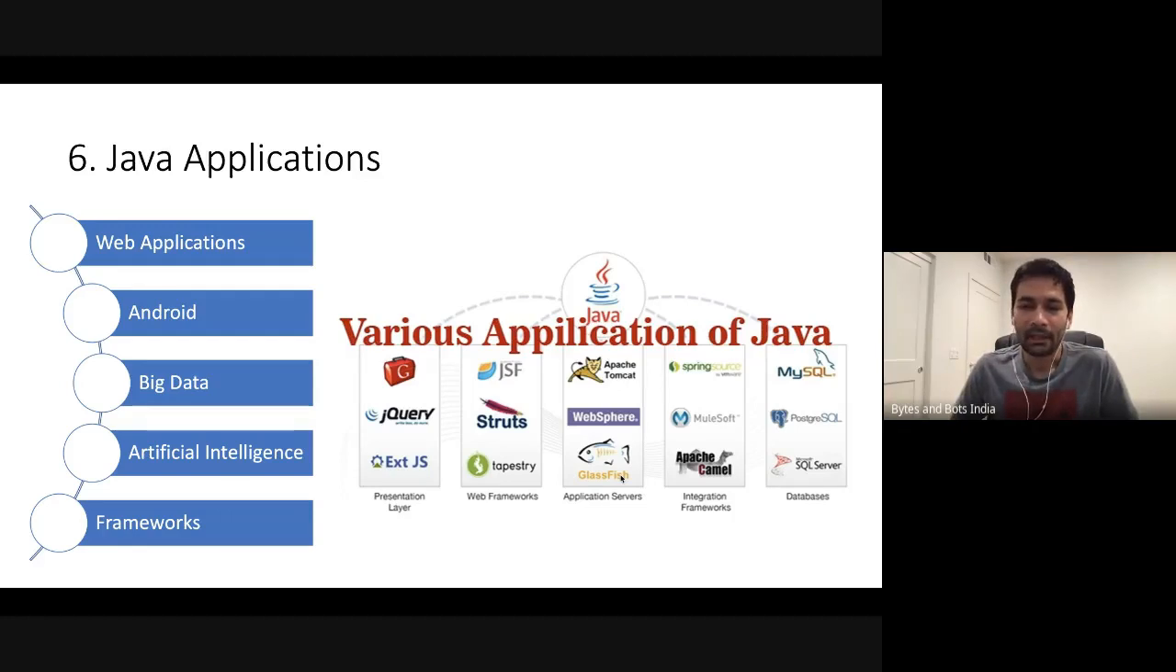Similarly, databases, web frameworks, and all of these. Java has a huge set of options to choose from, which makes it very easy to write things in Java because you just pick things out of the box and start using them. Time to market is reduced.